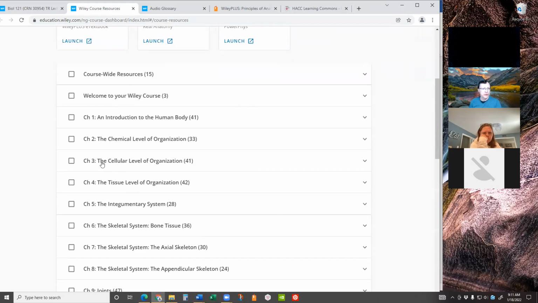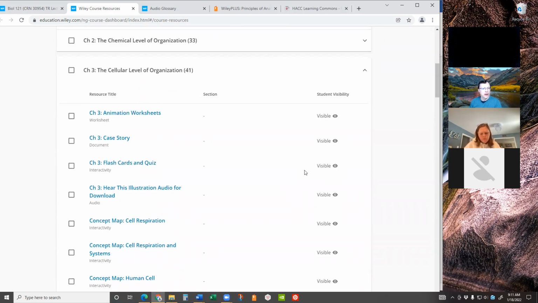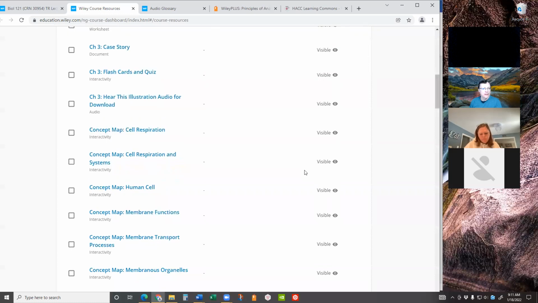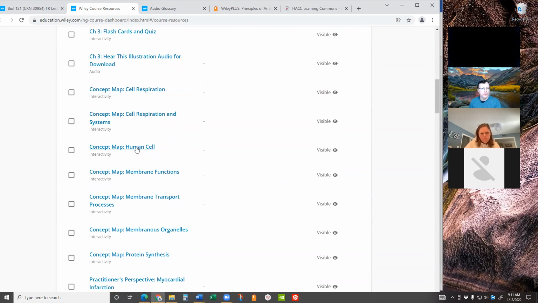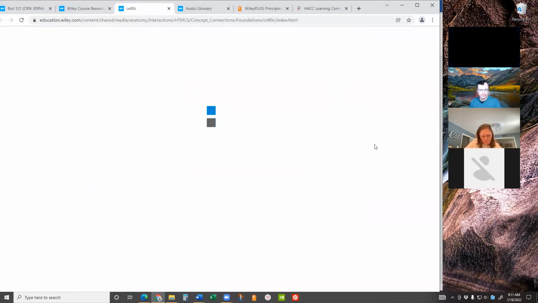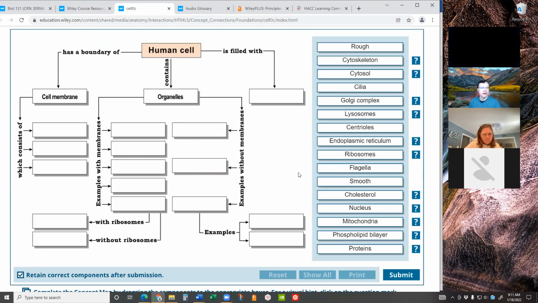But as we continue here, I'll go down to chapter 3. There are things where you might have concept maps. For example, the human cell. So let me just click on this as an example. This is an interactive activity. Okay, so hopefully it loads up okay. All right, and the idea here is that you want to take these terms, right, and drag them over to the appropriate window of the flow chart so that the flow chart makes logical sense. So this is an interactive way to try to learn content.